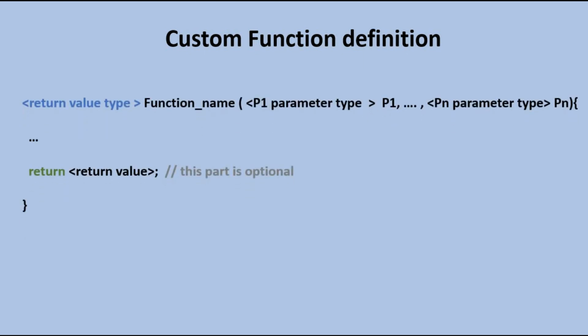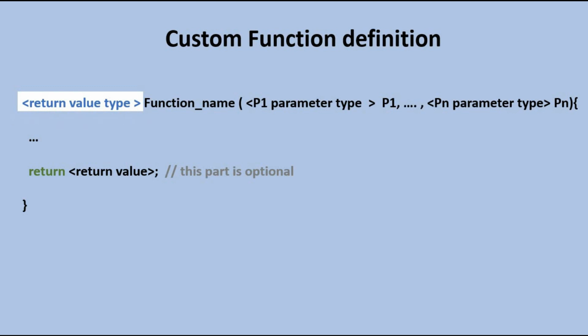Let's look at creating custom functions in Arduino code. Think of it as creating your own special command that Arduino can understand and follow. Here's a basic outline for creating a function. First, you decide whether your function will provide you with a result. If it will, you specify what type of result it will give back. If not, you simply use void.